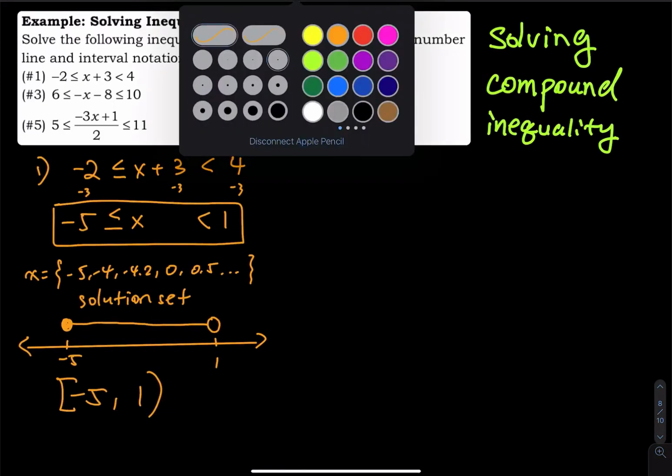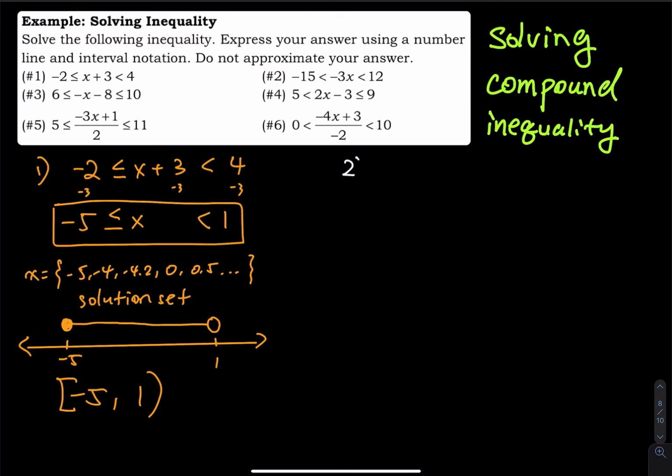And then the next one, number 2, we have -15 less than -3x and then less than 12. So this one is my favorite problem because we have to divide each side by -3 in order to have x stand alone in the middle. Since we divide each side by a negative, we have to reverse the inequality symbol. -15 divided by -3 is 5. 12 divided by -3 is -4. Check, 5 is greater than -4, so we are good to go.